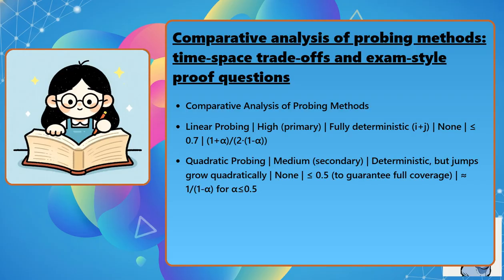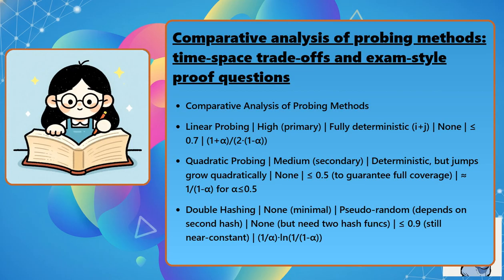Quadratic probing: secondary clustering is medium. Probe sequence is deterministic but jumps grow quadratically. Space overhead is none. Load factor limit is ≤ 0.5 to guarantee full coverage. Average successful probes is approximately 1/(1 − α) for α ≤ 0.5.